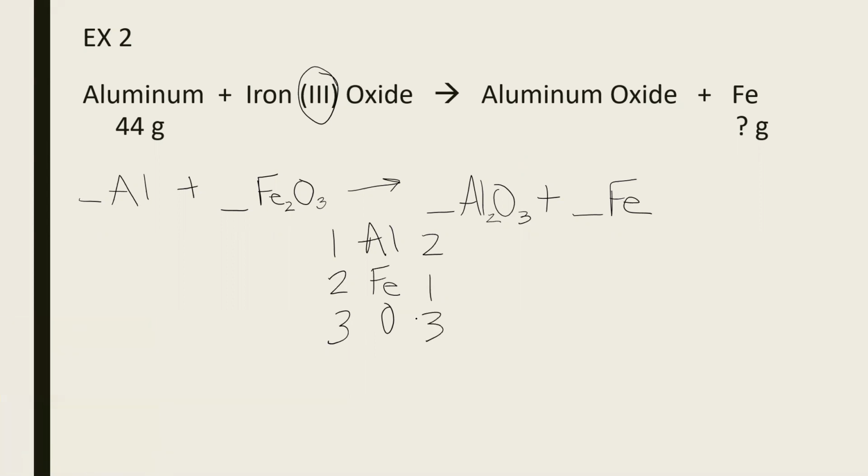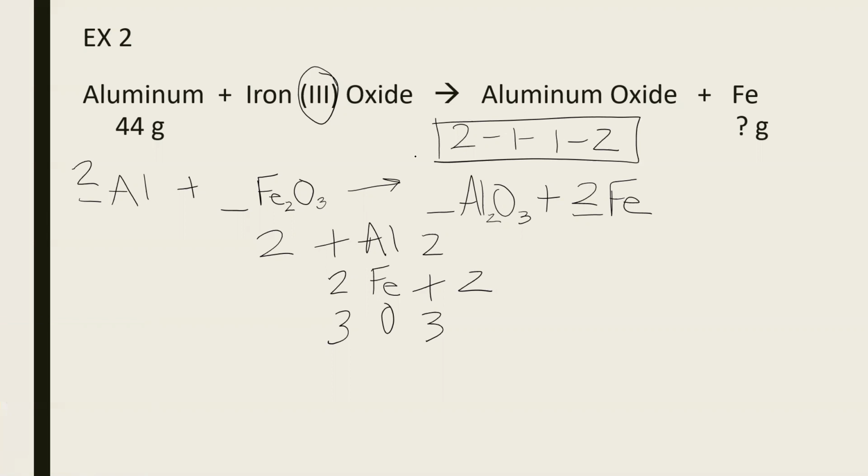Okay, take whatever you want to start with. Save oxygen for last, because it's already balanced at this point. Put a 2 here. 2 here. Check. 2 aluminum, 2 aluminum, 2 iron, 2 iron, 3 oxygen, 3 oxygen. So my balancing is 2, 1, 1, 2.